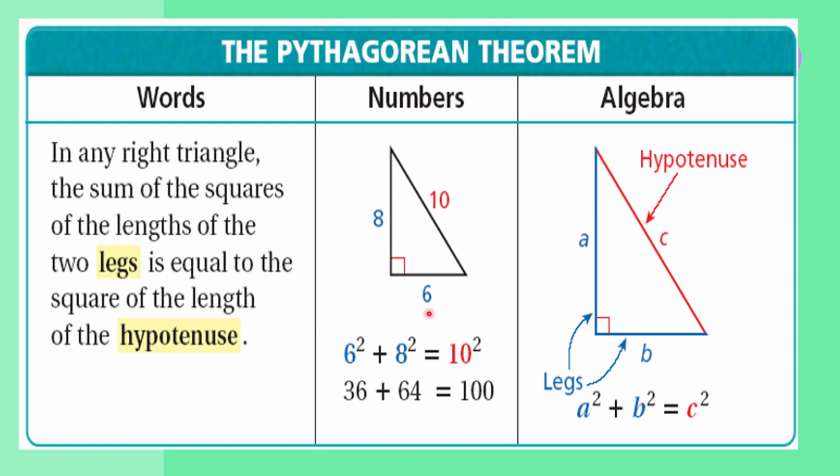Like this one, we have a triangle with sides 8, 6, and 10, no? So we have 6 squared plus 8 squared equals 10 squared. 36 plus 64 equals 100. So here, the 10 is the hypotenuse. In algebra, c is the hypotenuse, and a and b are the two legs. So this is the formula: a squared plus b squared equals c squared.